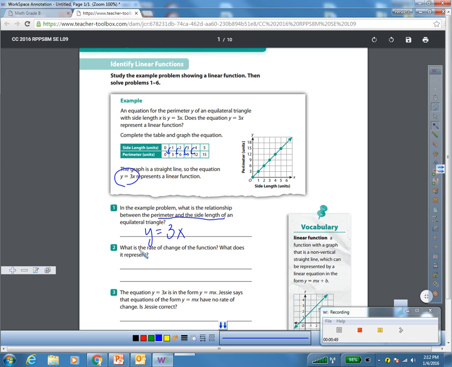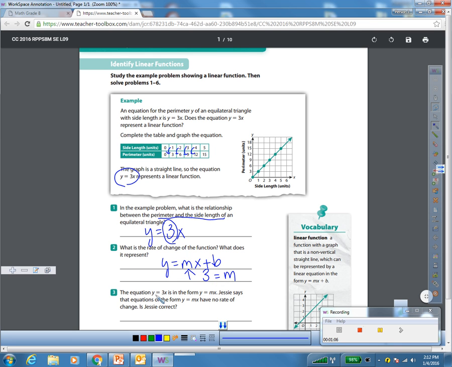Okay. Next, what is the rate of change? Well, we know that when we look at a linear function, the number in front of x, that's your rate of change or your slope. So in this case, our rate of change is 3. So 3 would be your slope or your rate of change.